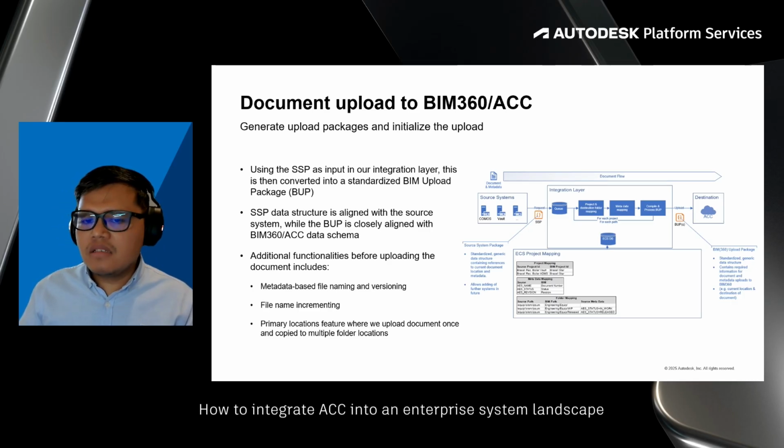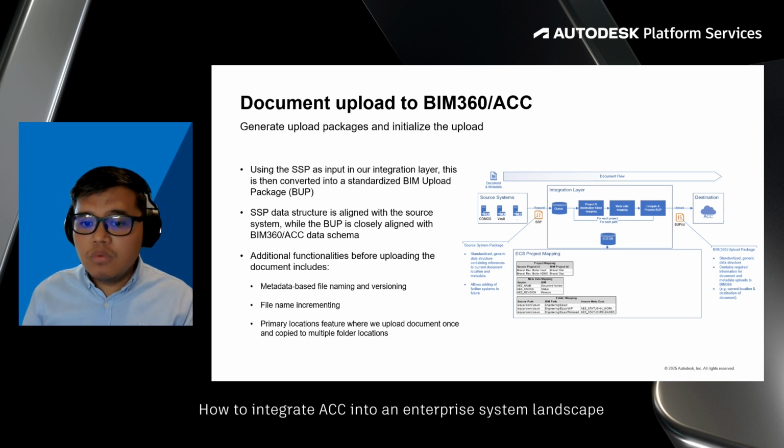Then you might ask, what's the difference between a source system package and a BIM upload package? Well, a source system package is closely aligned to the source system schema, while a BIM upload package is more structured towards an ACC data structure. Implementing it this way allows us to provide additional functionalities before the actual upload to ACC.